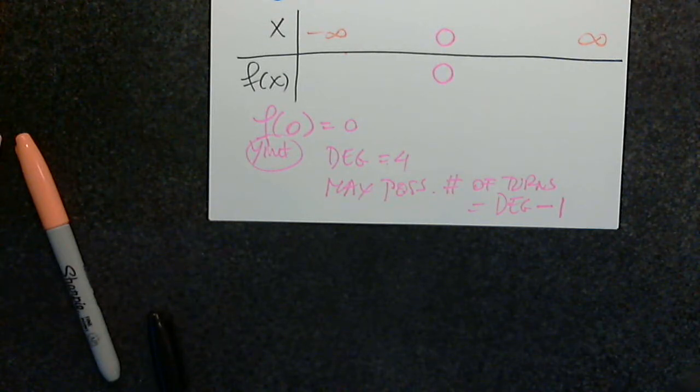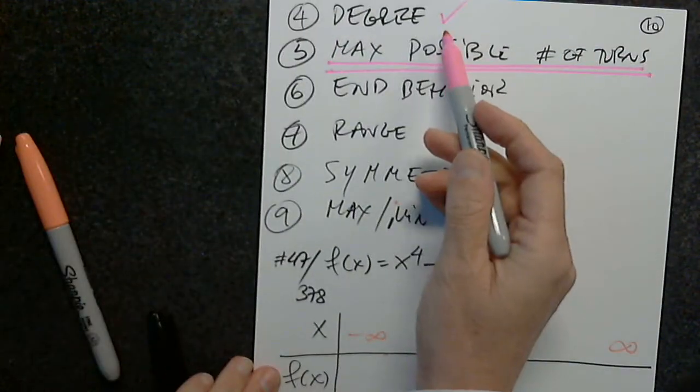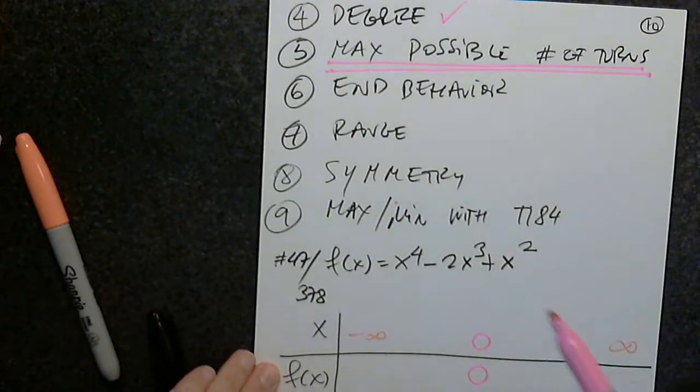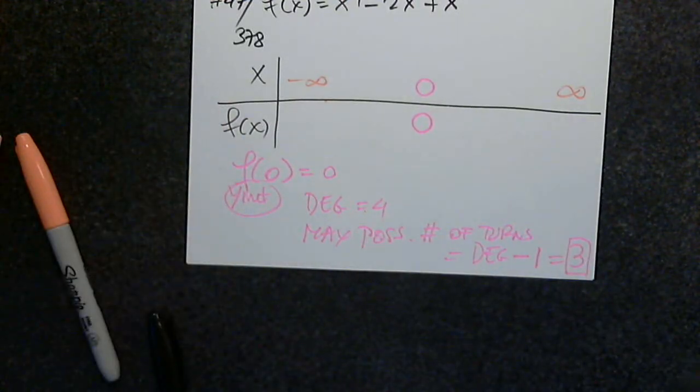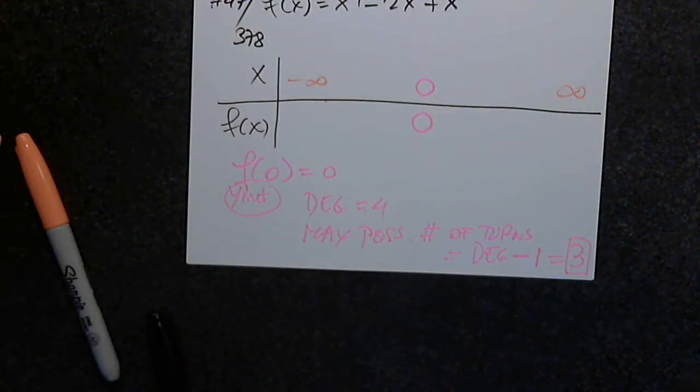What do I mean by turns? Max, min. This is what I mean. Yes, exactly. Turns. That's what I mean by turns. Max, min. So the degree is 4 indeed. What is the maximum possible number of turns then? 3. In this case, 3. The function does not have to turn 3 times.